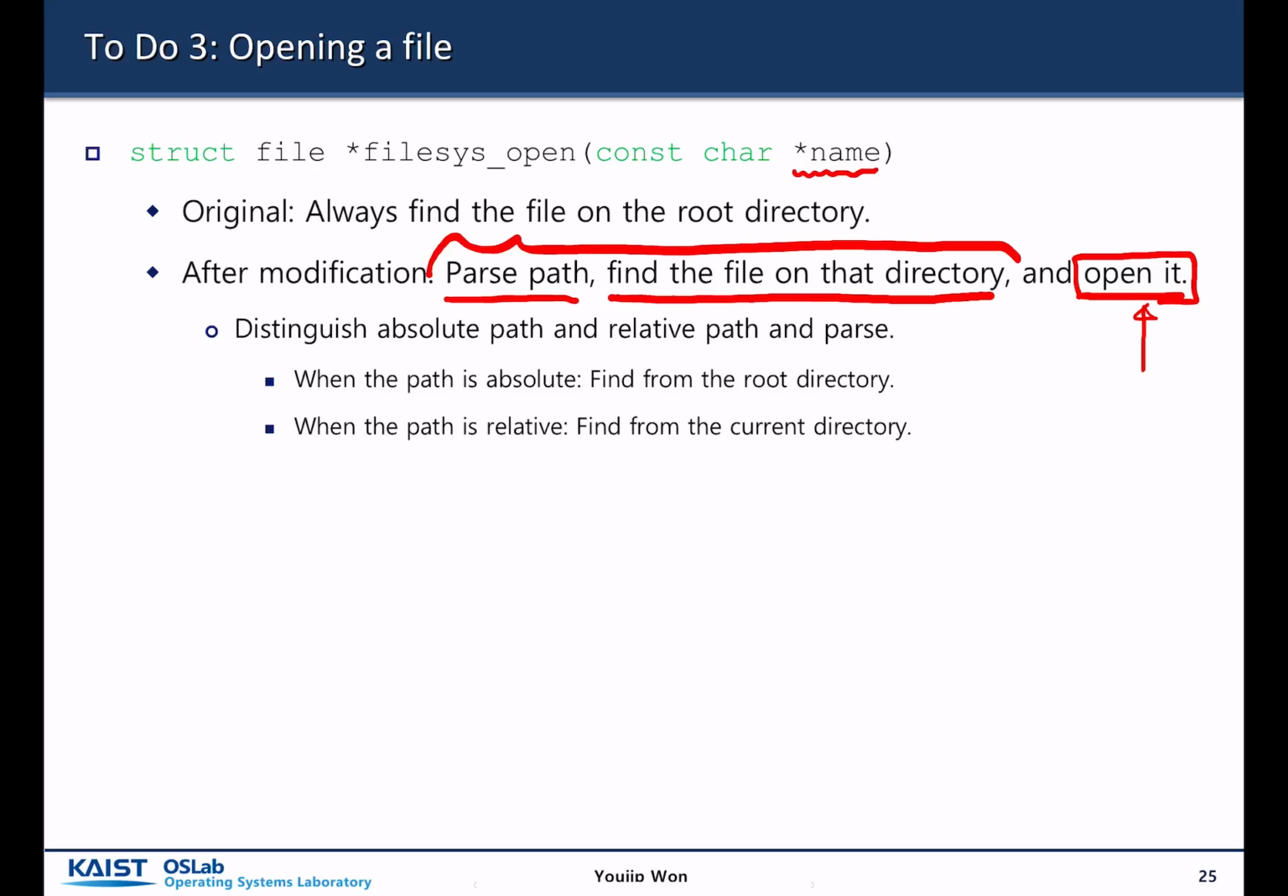When the path is absolute, you find it from the root directory. And when the path is relative, then find it from the current directory. Okay, that's opening a file.